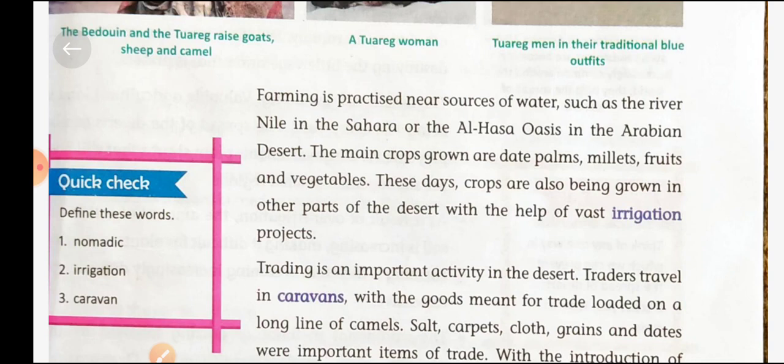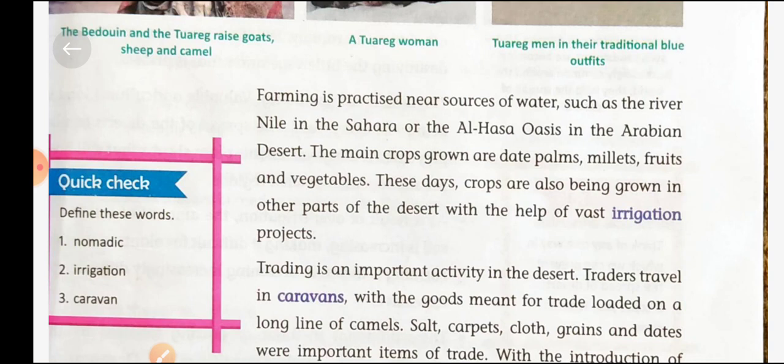These days, crops are also being grown in other parts of the desert with the help of irrigation projects. Irrigation projects have been developed in the desert region, so people are able to grow different types of crops in other parts of the desert.